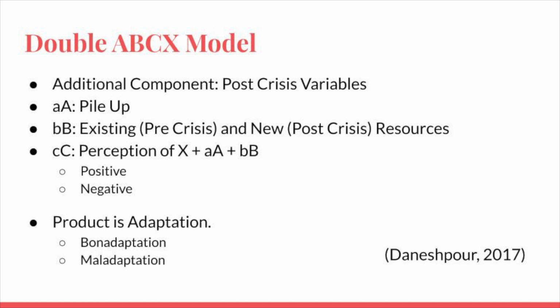CC is the perception of X plus AA plus BB, which is the perception of the crisis, pileup, and existing and new resources. If CC is positive, then the family is able to cope with the stress. For example, wives that lost their husband in war can see it as a new challenge and an opportunity to grow moving forward. Adaptation is the final product of this model and is intended to have long-term consequences. If it is positive, it is known as bonadaptation. If it is negative, it is known as maladaptation.